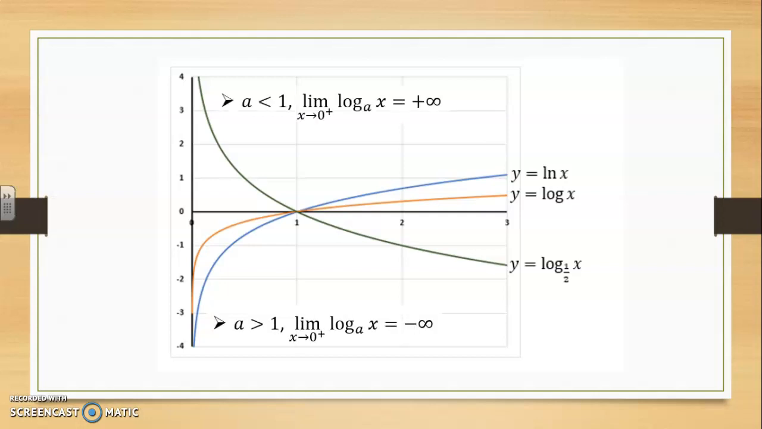Right, so here's our summary. In general, for a's that are greater than 0 and less than 1, plus infinity would be the trend as x goes towards 0 from the right, and minus infinity for cases where a is greater than 1.